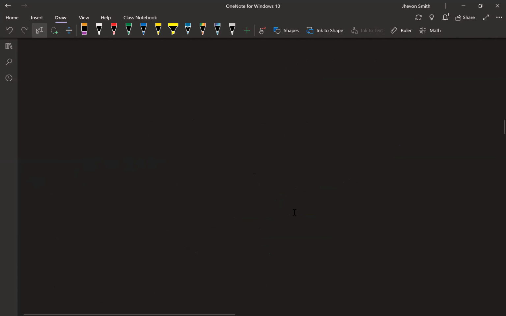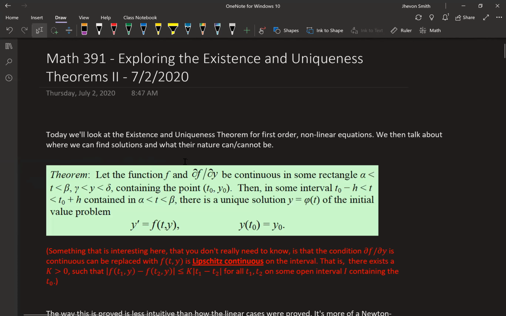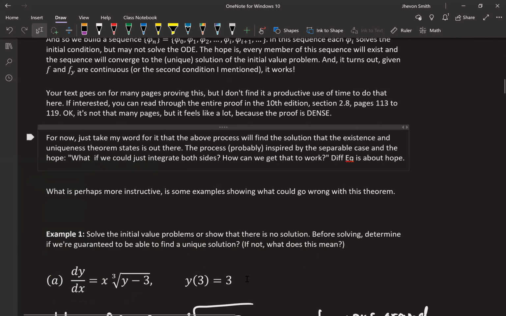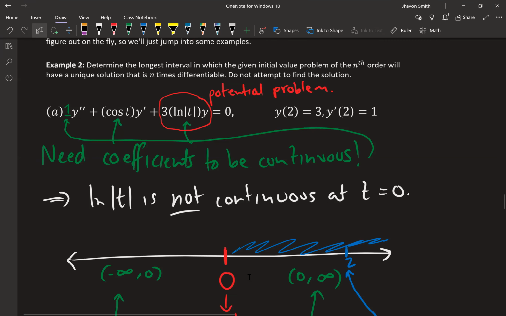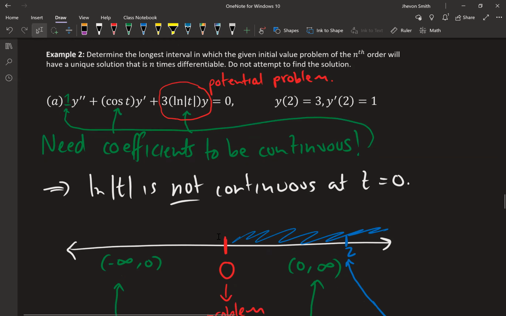So first order nonlinear equations. Provided the function and its partial with respect to y are continuous on some region containing the initial condition point, then we are guaranteed to be able to find a unique solution where f is just the right side. You solve for the y prime, everything on the right side is your f. We did some examples where we show how this can break and how it can be fixed simply by looking at a different point.